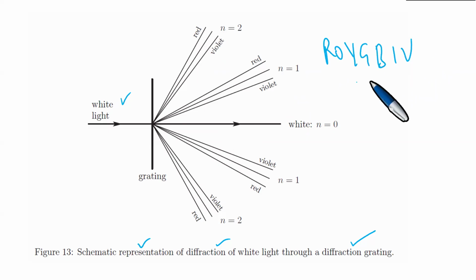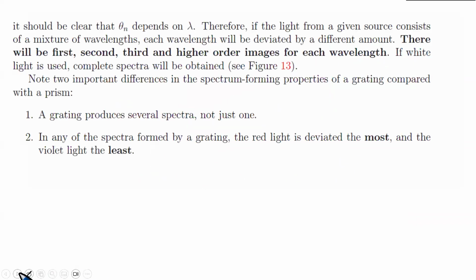Then you would have the red at the top, and the violet at the end. When that happens, you have red-violet, n equals 2. Then there's n equals 1, red-violet. And then there's white, which is n equals 0. Then there's red-violet again. You can see that the red-violet is further away from the central n equals 0 of white light. So that is the schematic representation we've seen.